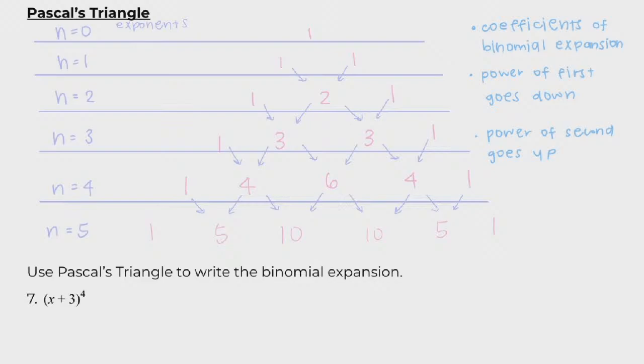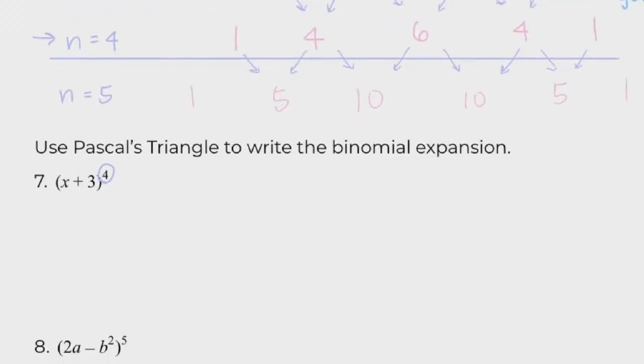So for number 7, we want to use Pascal's triangle to write the binomial expansion, and it is x plus 3 to the 4th power. So this exponent here tells you the n value. So that means we're going to look at n equals 4.